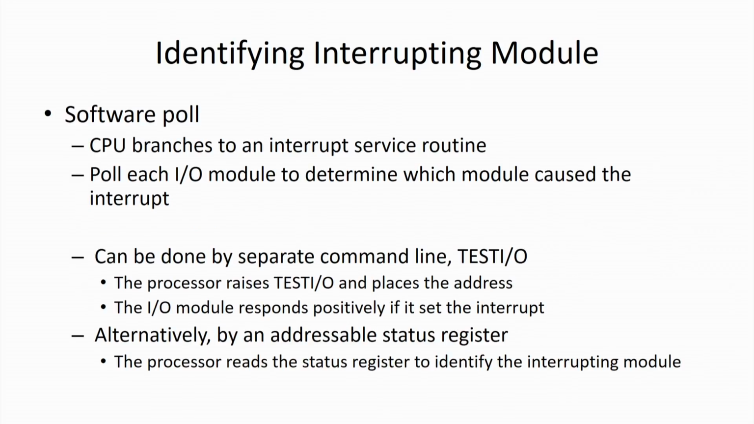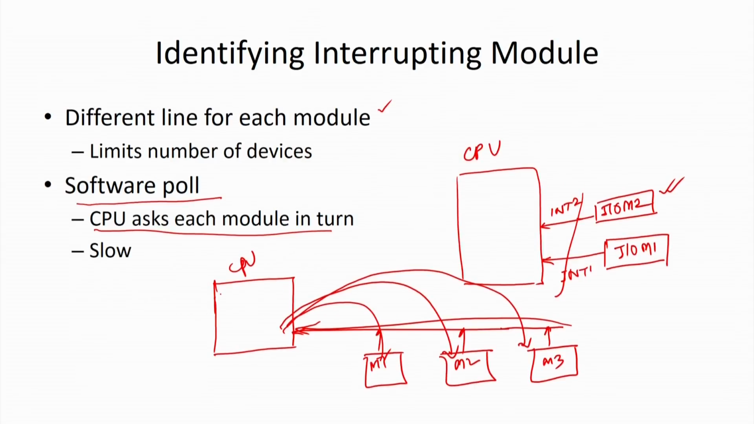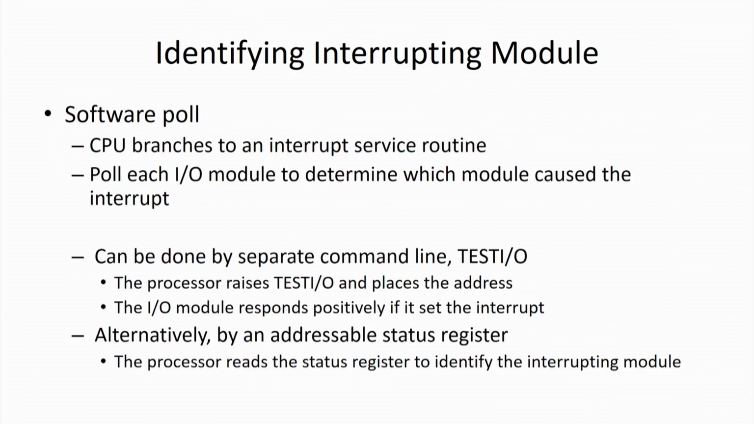So, it is going to poll each and every I/O module, each and every device, to check which one has given the interrupt. This is the way it will identify, and once it identifies that a particular module has given the interrupt, accordingly it will place the address of this module and work with it. Now, how to do these things? For this we have different approaches.